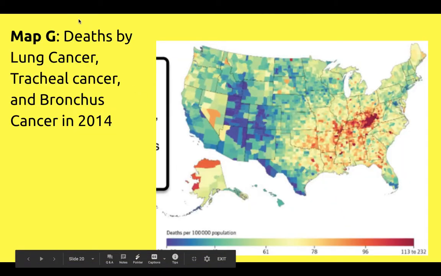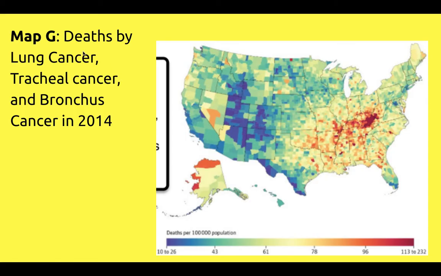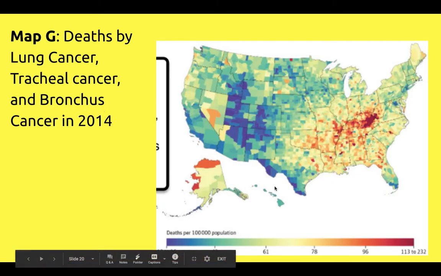Map G, which will be listed first on the Google form, is deaths by lung cancer, tracheal cancer, and bronchus cancer in 2014. So again, if you're looking down here at the color coding bar, you'll notice that the lower numbers are in this blue color and the higher numbers are going to this red color.